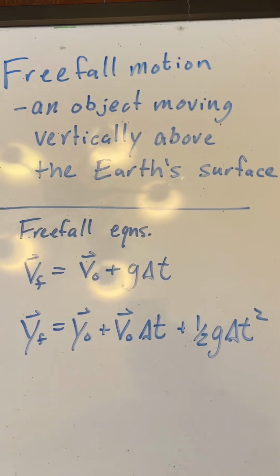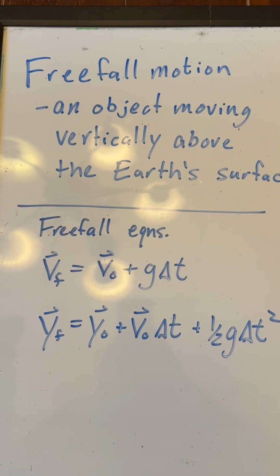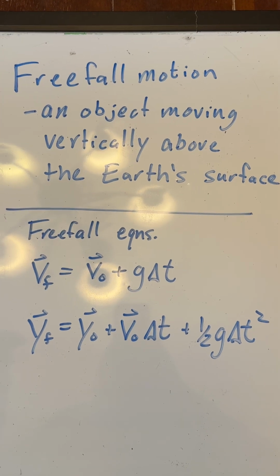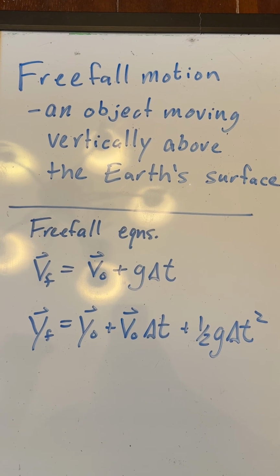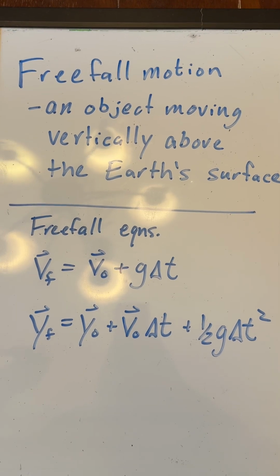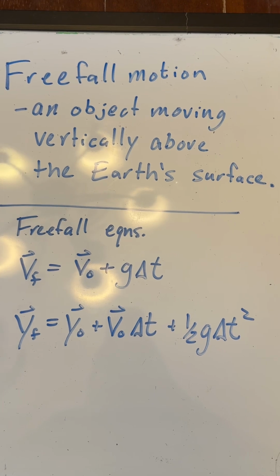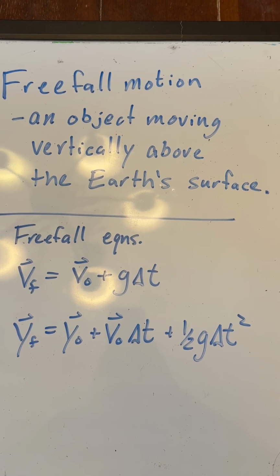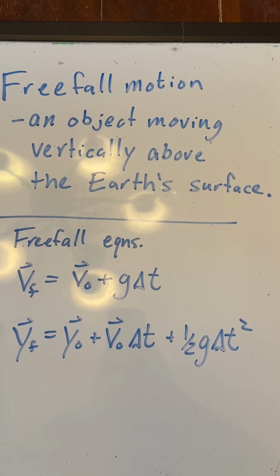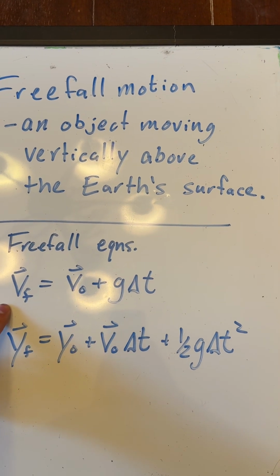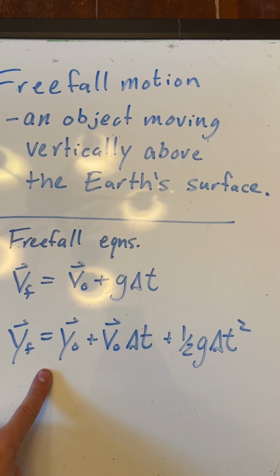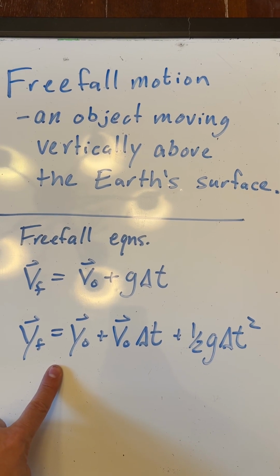Coming over here, I just want to give you a reminder about free fall motion. Free fall motion is any object moving vertically above the Earth's surface. We talked about how basically any mass, if I drop it, is going to be in free fall. And then I'm bringing back the free fall equations. We've got our how fast formula here, our how far formula down here.